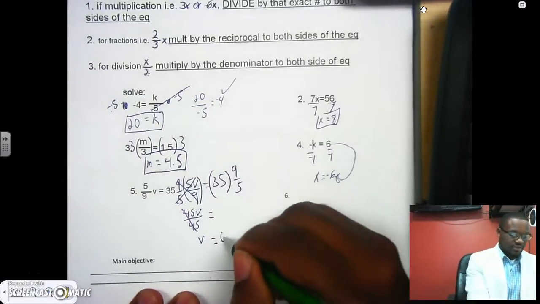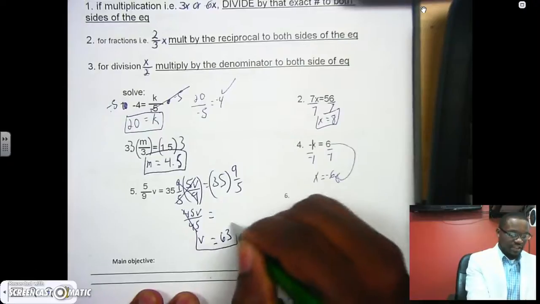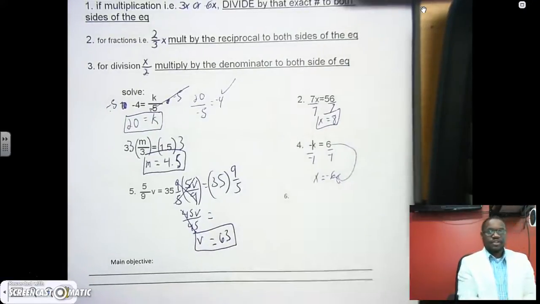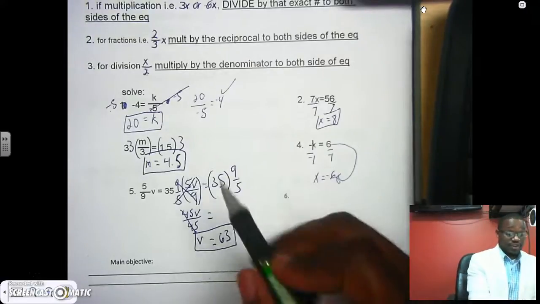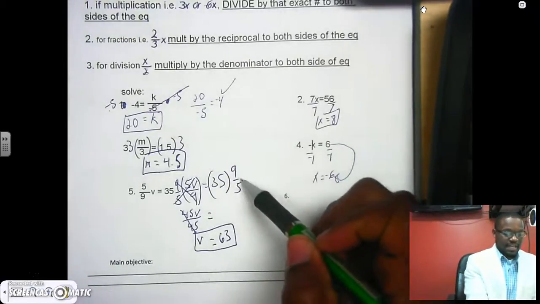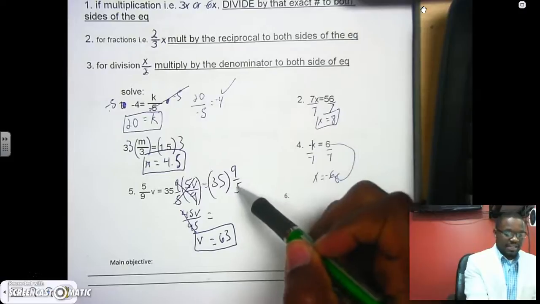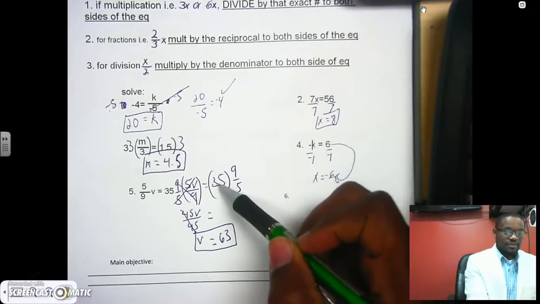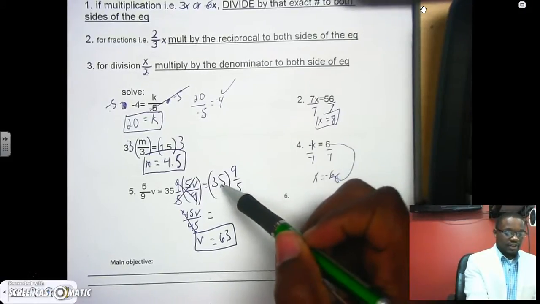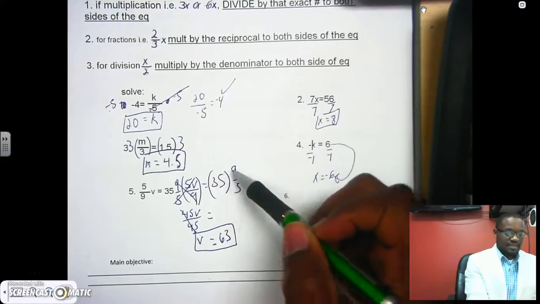Now, this is going to equal 63. You can put 35 times 9/5 in your calculator. The way I do that, very simply, is I take the denominator and divide it into the whole number. 5 goes into 35 7 times. 7 times 9 is 63.